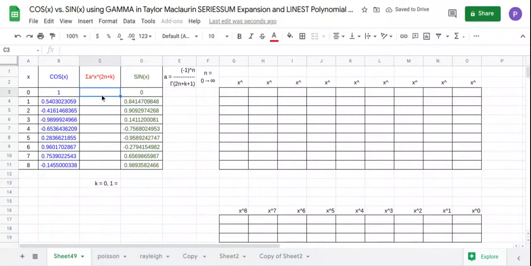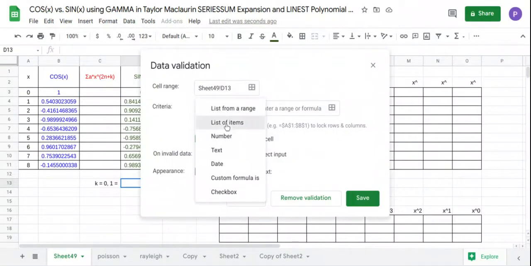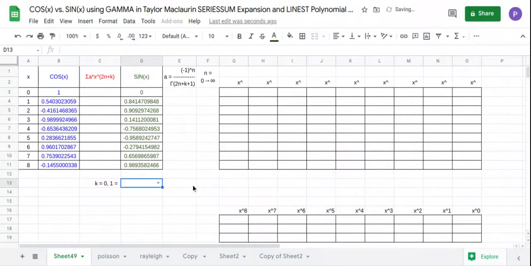And the Taylor-Maclaurin series sum, which is the summation of a times x to the power 2n plus k, where the value of k is data validation, list of items, that's 0 or 1. 0 if it is cosine, 1 if it is sine. And the value of a is negative 1 to the power of n times gamma 2n plus k plus 1. And the value of n will be from 0 to infinity. In this case, 16 is good enough.